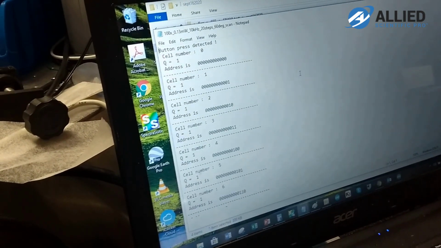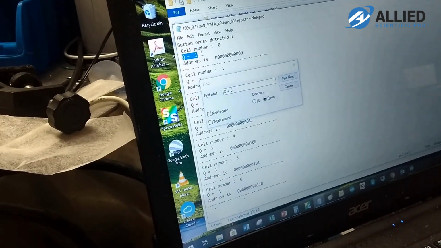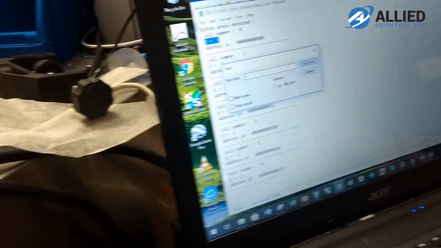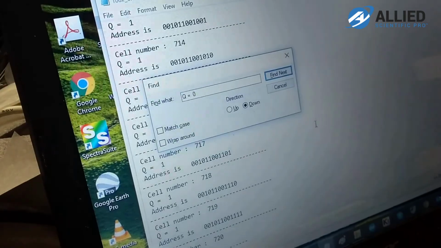So we just do a control F, and then let's first search for Q equal to 1, which is the output. Control C in here, and control V. And let's search for Q, and you can see that all these ones are there. But what about zero? Are there any zeros? Let's try for that. And there you go.